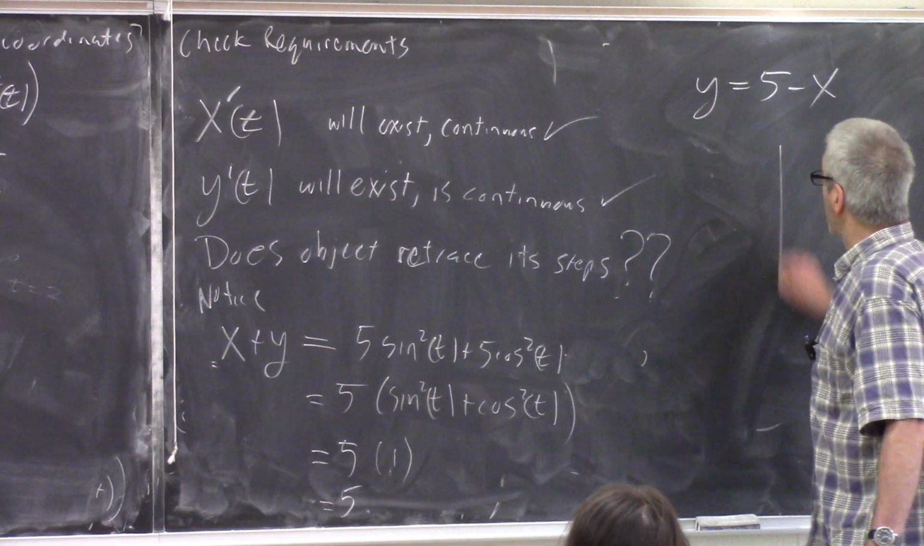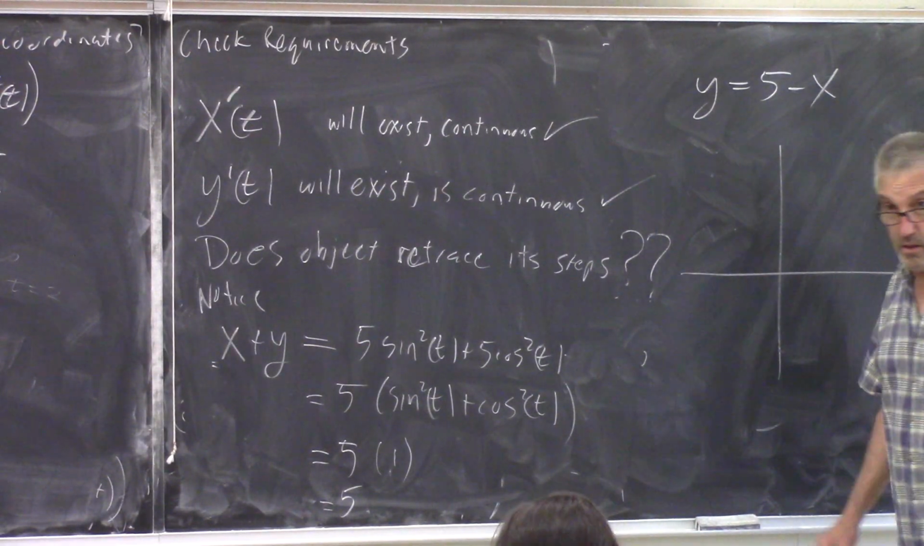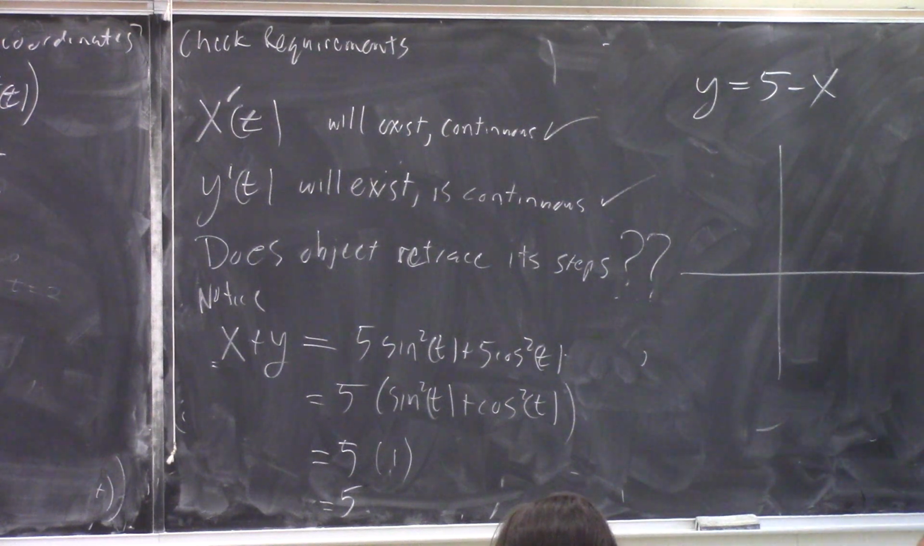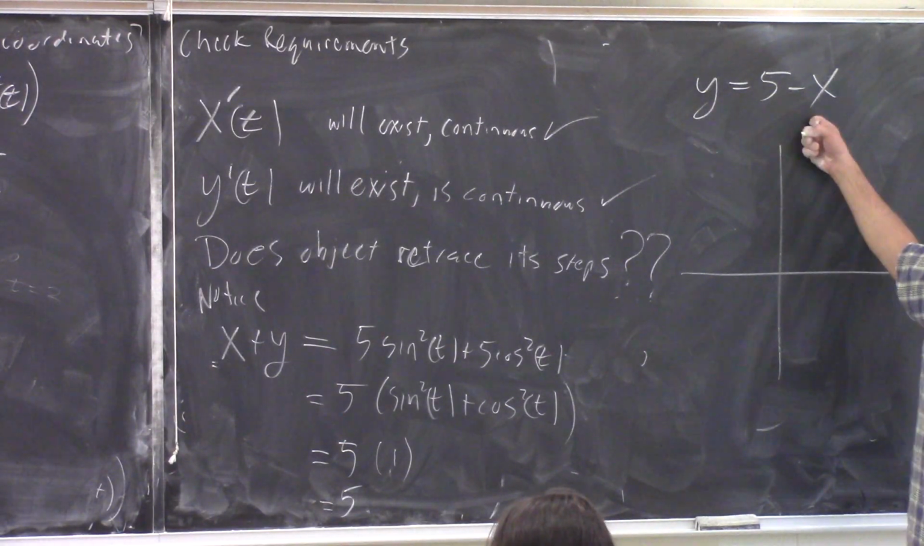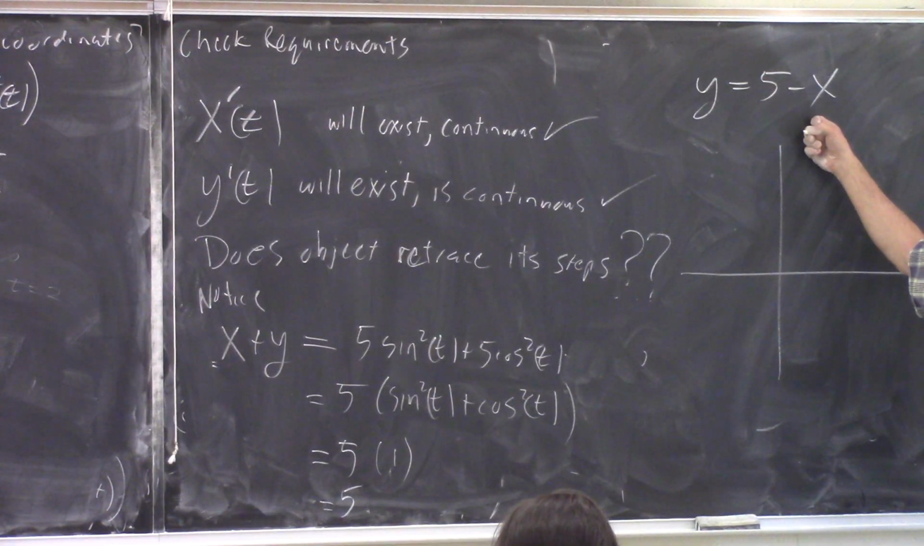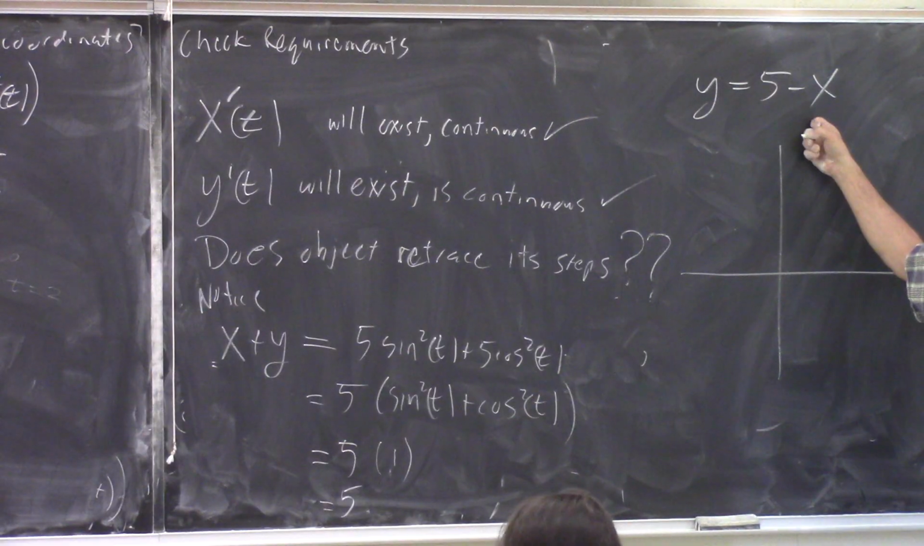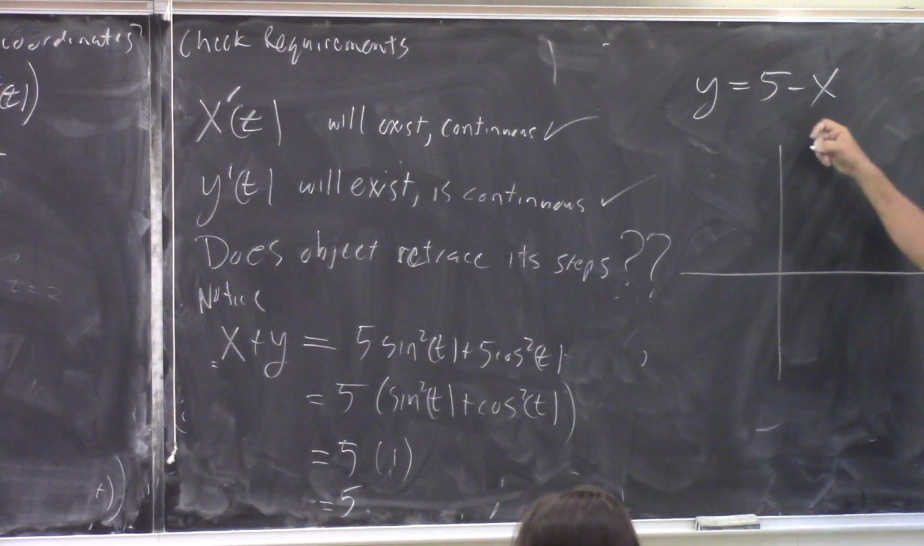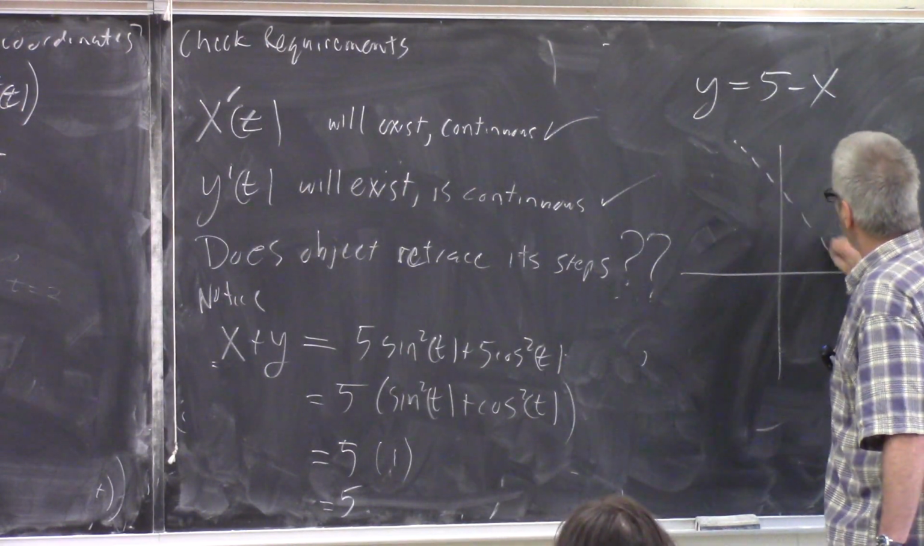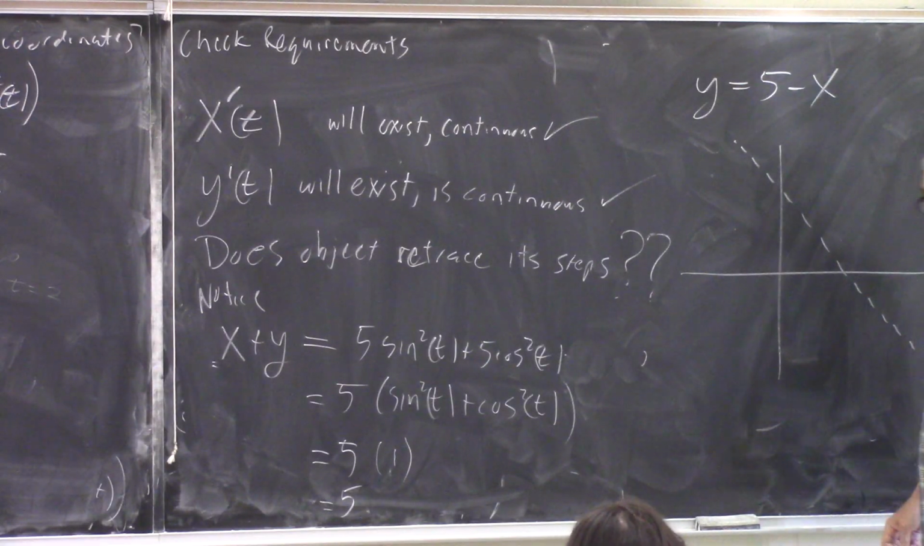So what does this graph look like? I would like some more hands. There's a whole room full of people. All of you know this. Just a line with a slope of -1 and a y-intercept of 5. Good. So the particle lives on, or the object lives on that line.